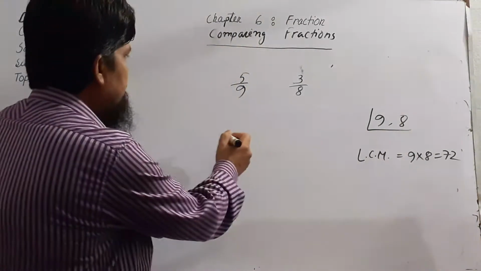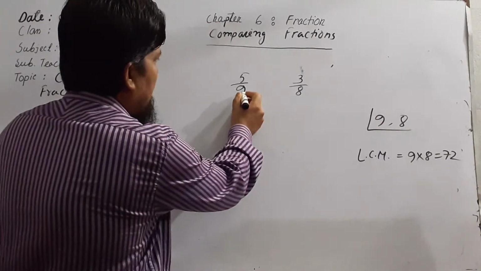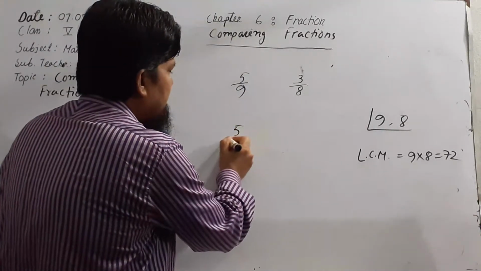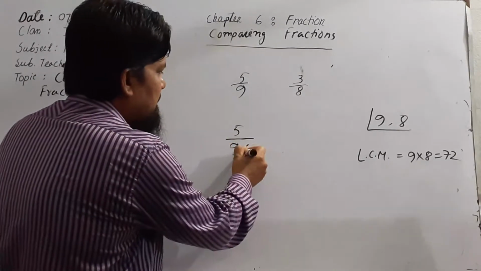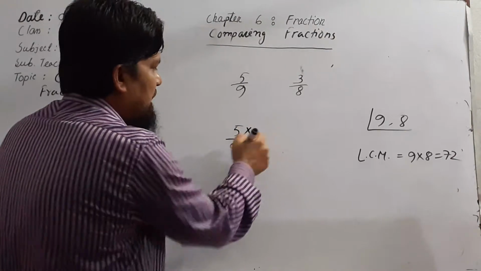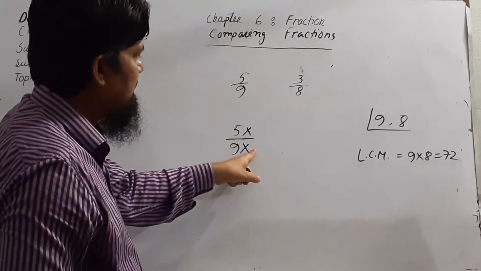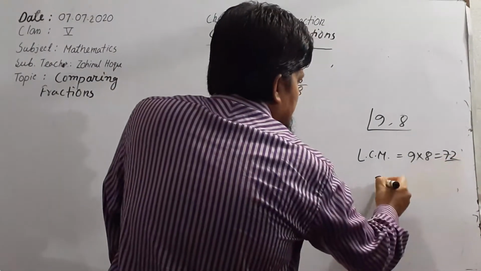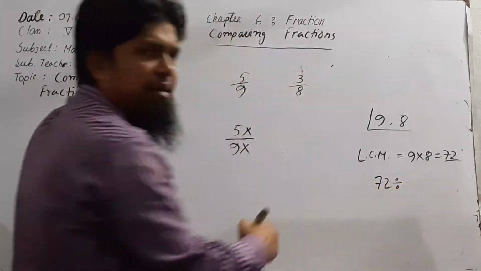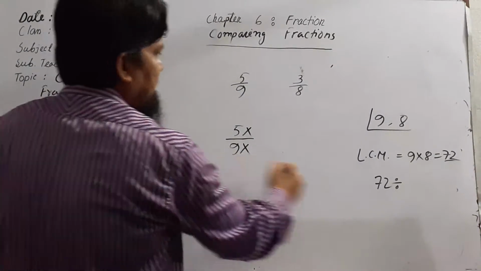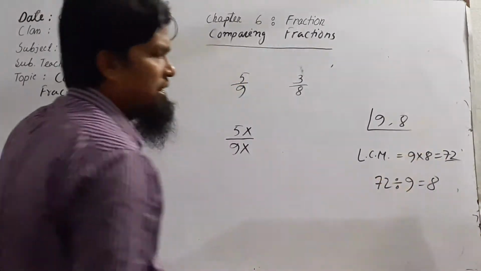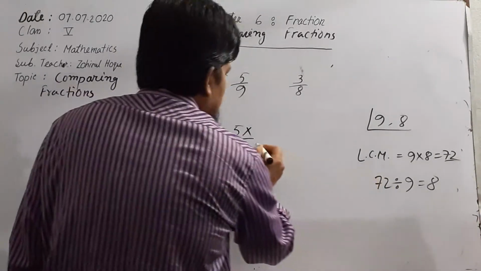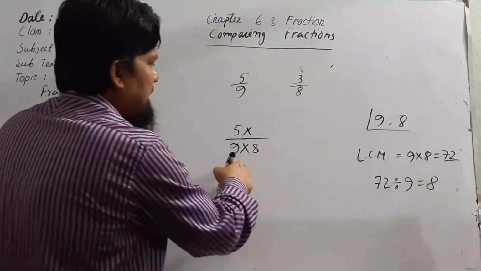How can we make 9 into 72? We need to multiply both the numerator and the denominator with which number? There is a technique. We need to divide our LCM by 9. So the answer is 8. 9 eights are 72. That means if we multiply 9 by 8, then it will be 72.